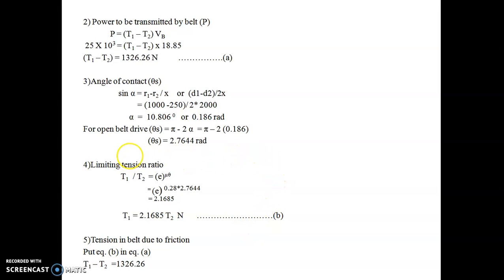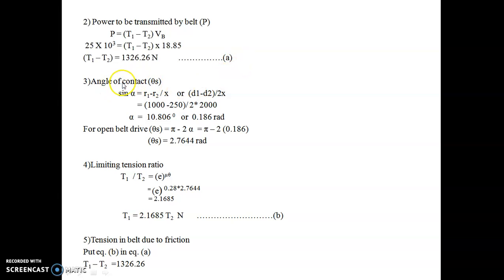Second point, power to be transmitted. Power to be transmitted is given by P is equal to T1 minus T2 into velocity, difference in belt tension into velocity. P is equal to 25 into 10 raised to 3 equals T1 minus T2 into 18.85 meters per second. So we'll get the relation T1 minus T2 equal to 1326.26 Newton. Equation A.